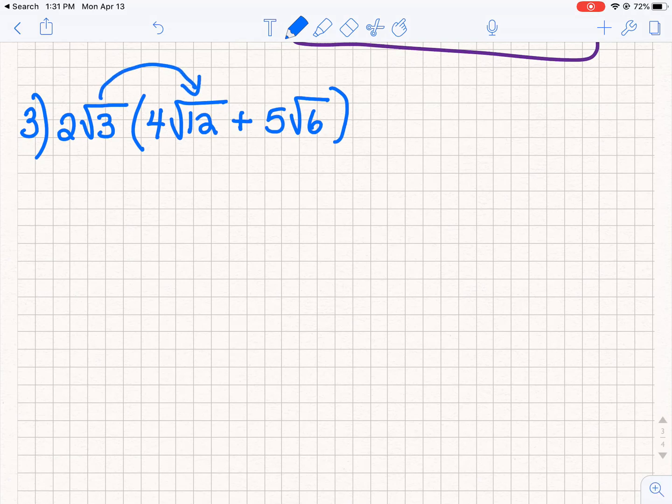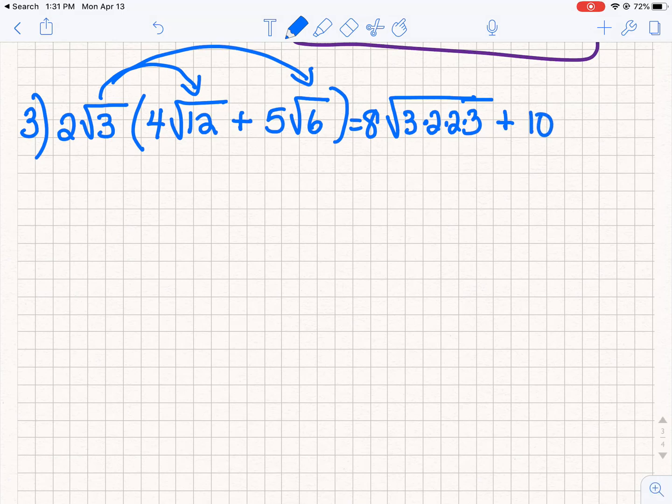So here's what you would do. We have a 2 times 4 on the outside, so that's 8. On the inside, we have a 3 and a 12 that can be split into 2 times 2 times 3. There's my 12 right here, okay? Then I have to distribute that again. 2 times 5 on the outside is 10, root 3, and then 6 can be split into 2 times 3.